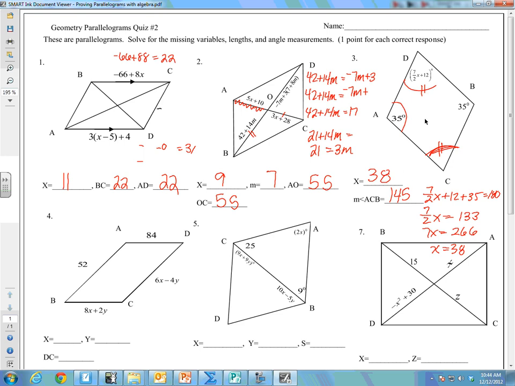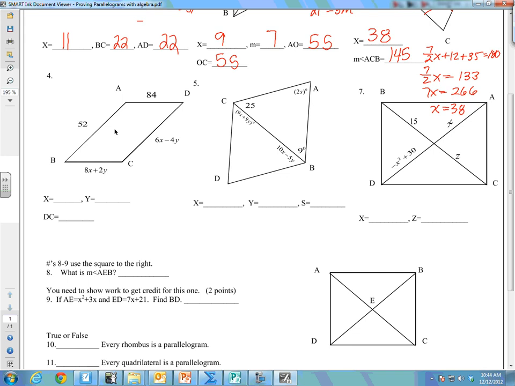Another way to do it is to say, well, I know that these two angles are consecutive in a parallelogram. So 35 plus what has to give me 180. So 35 plus 145 has to give me 180.